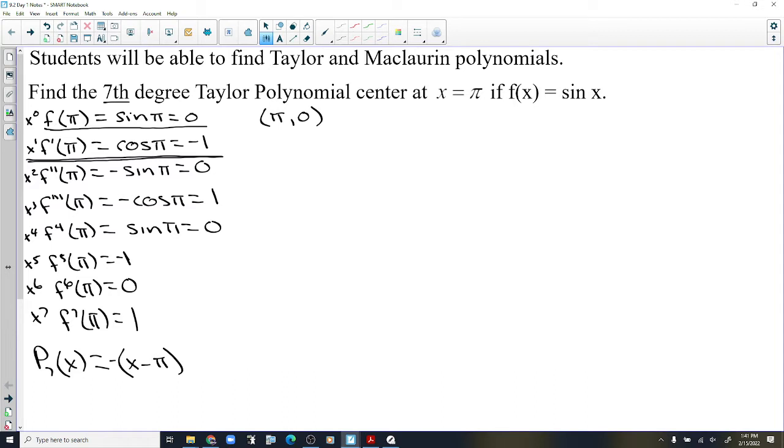And it's that easy. That's the fix. So when you're centered at pi, you'll have x minus pi's. If we were centered at 3, they'd all be x minus 3's. It's that easy. It's pretty simple.